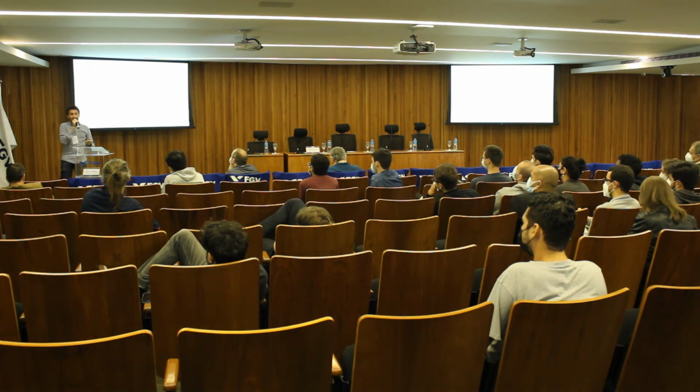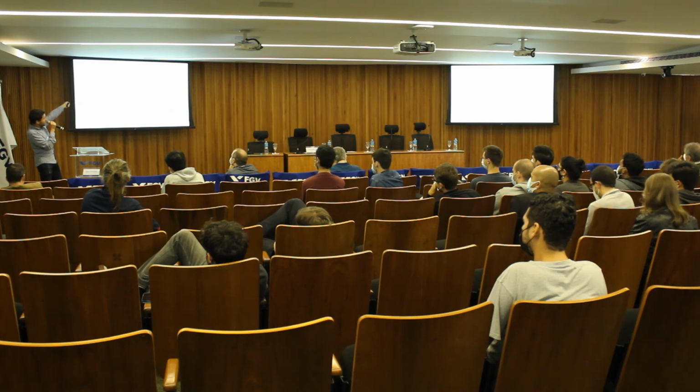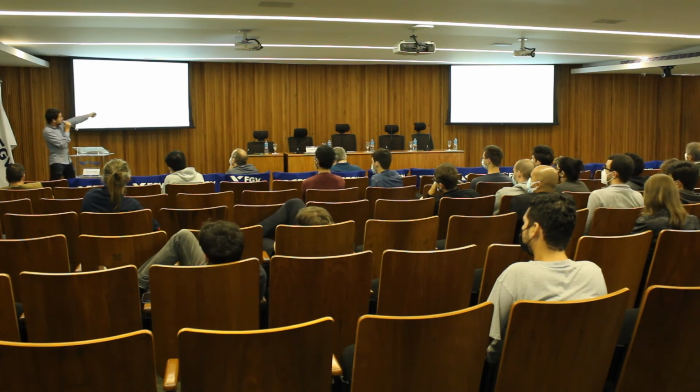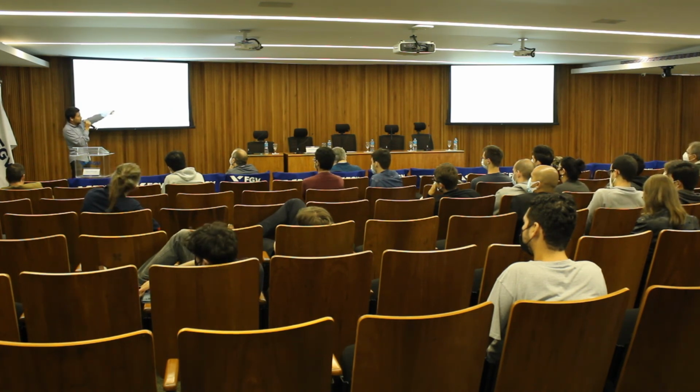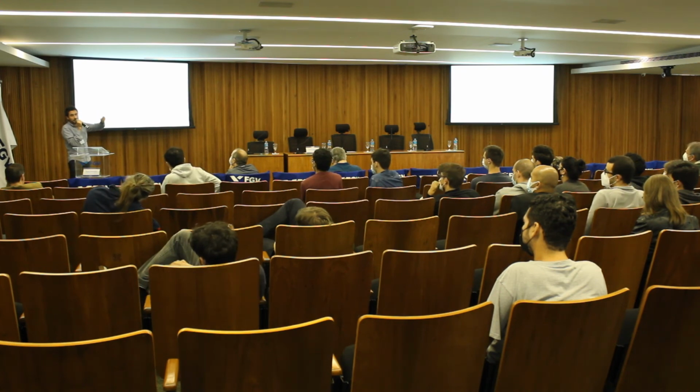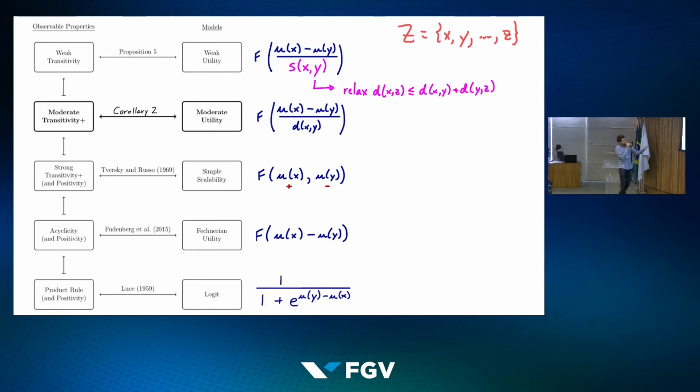What does that tell us? The gap in behavior between moderate transitive and weakly transitive is equivalent on this side to the triangle inequality property of our differentiation metric. And so that's our third application, and I'm going to stop here and take any questions. Thank you very much.